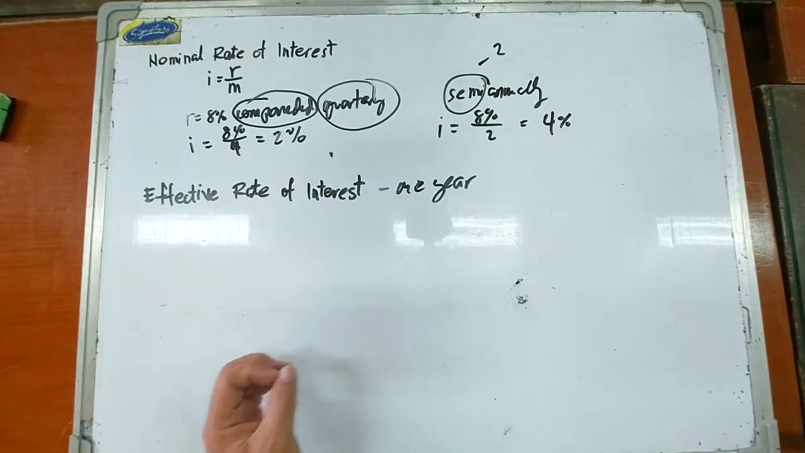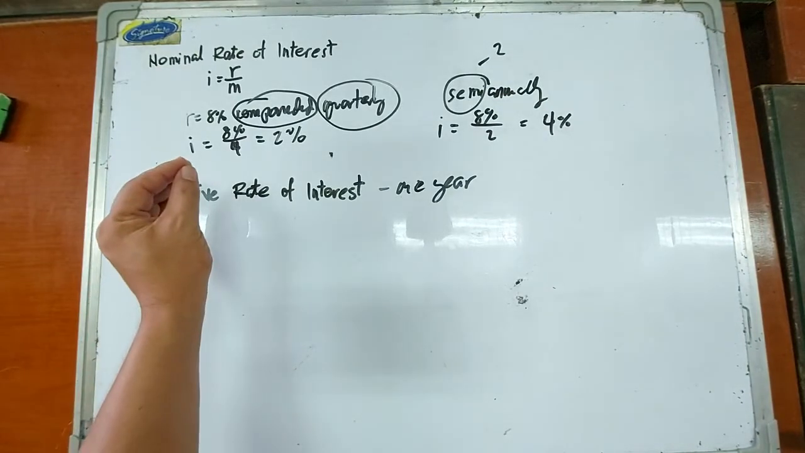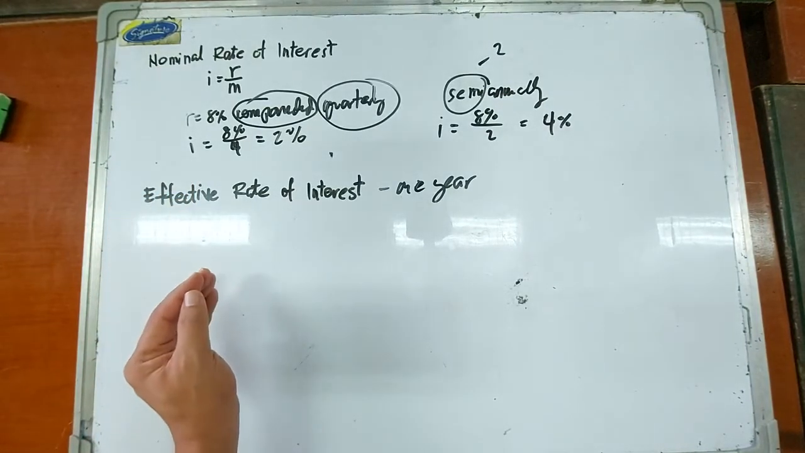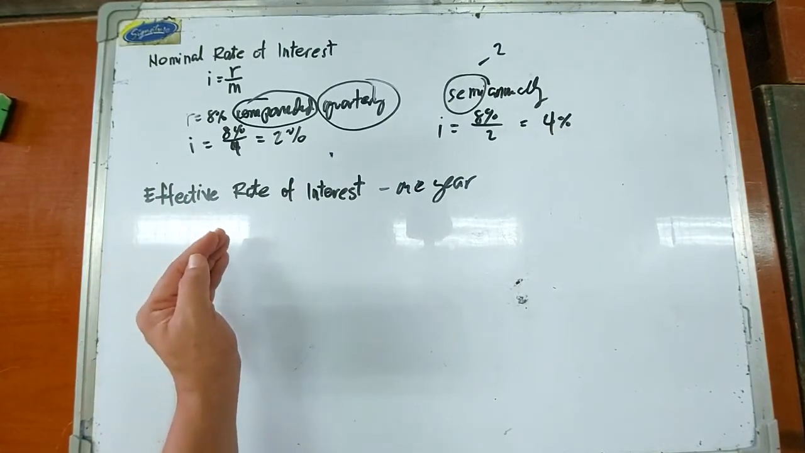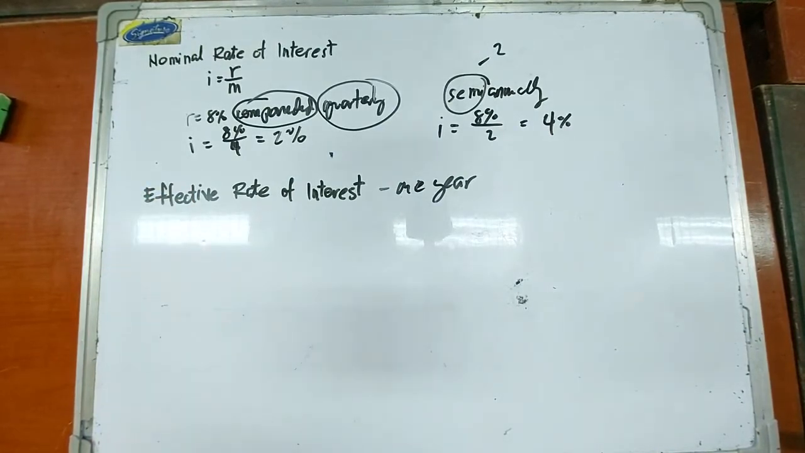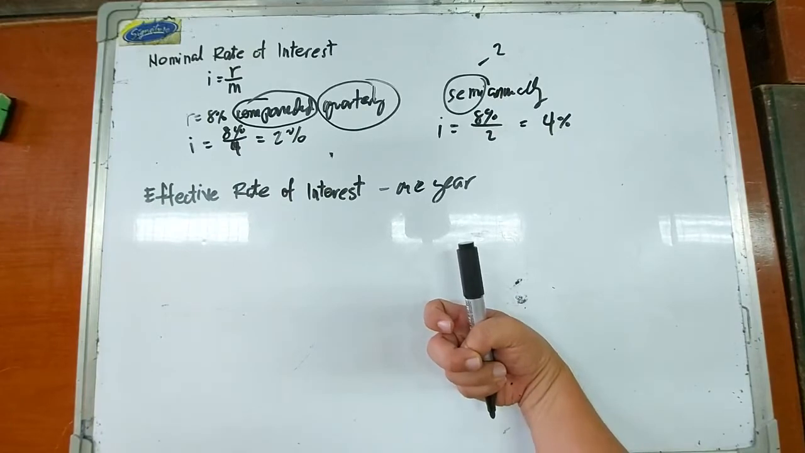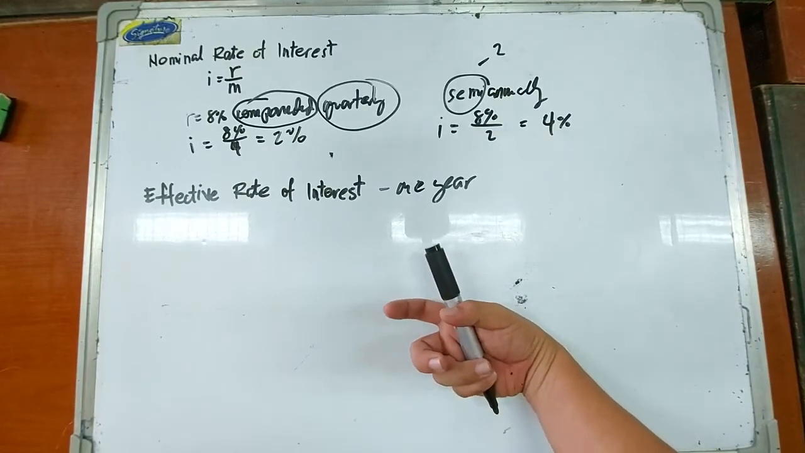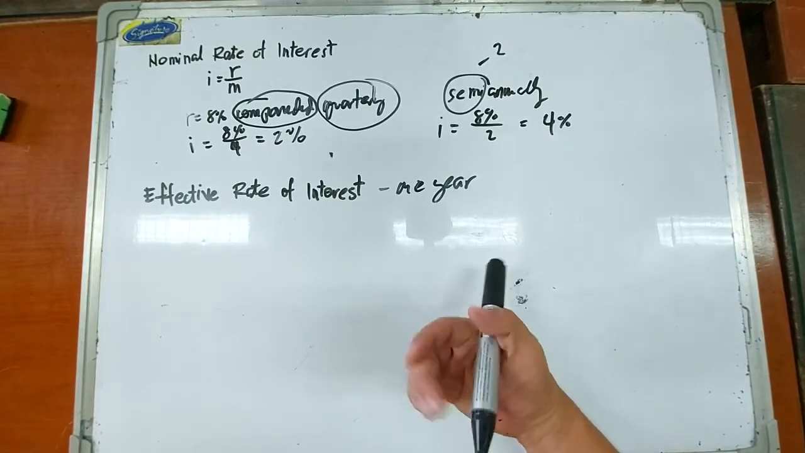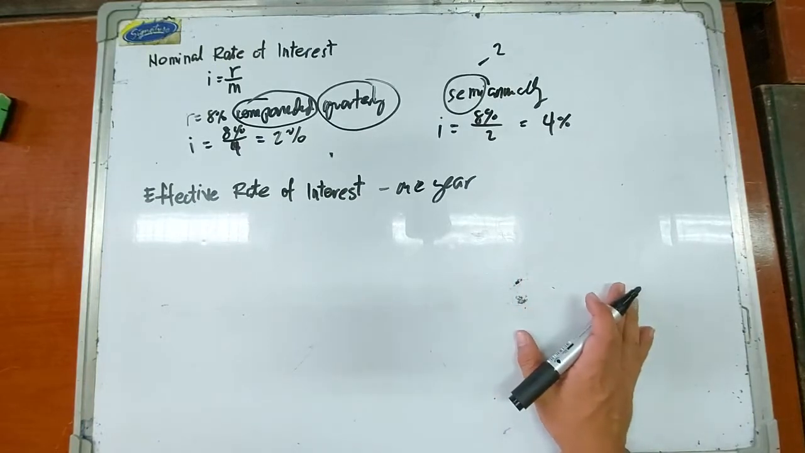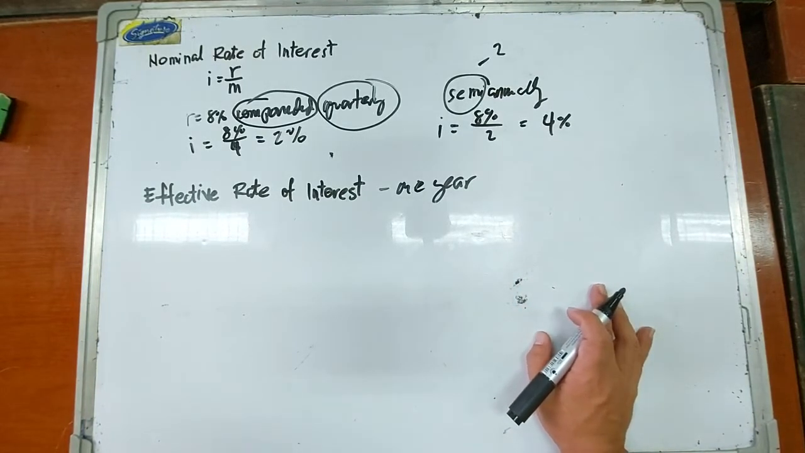So the effective rate of interest is actually larger than the nominal rate of interest if it is compounded in a certain period within a year. The more compounding there is, the larger the effective rate of interest will be. Now, there's an example in our module.